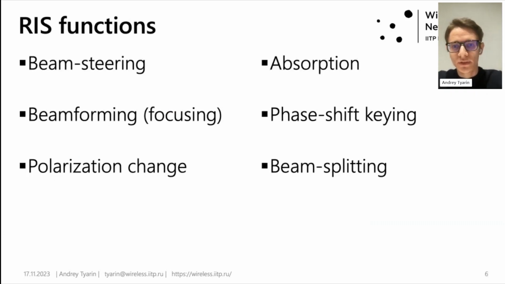But now, for a better understanding of the UC structure and operation, I should first tell you about the RIS functions that I will be implementing today. The most common functions are beam steering, beamforming or focusing, polarization change, absorption, phase shift keying, and beam splitting. Now let's discuss every function one by one in detail.